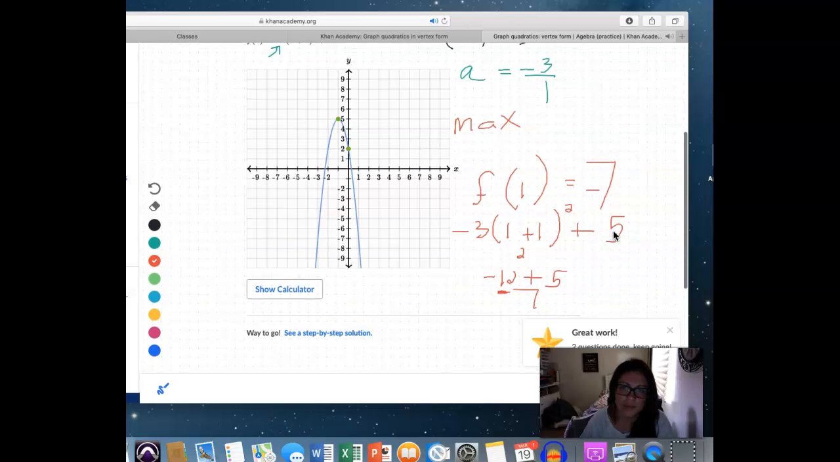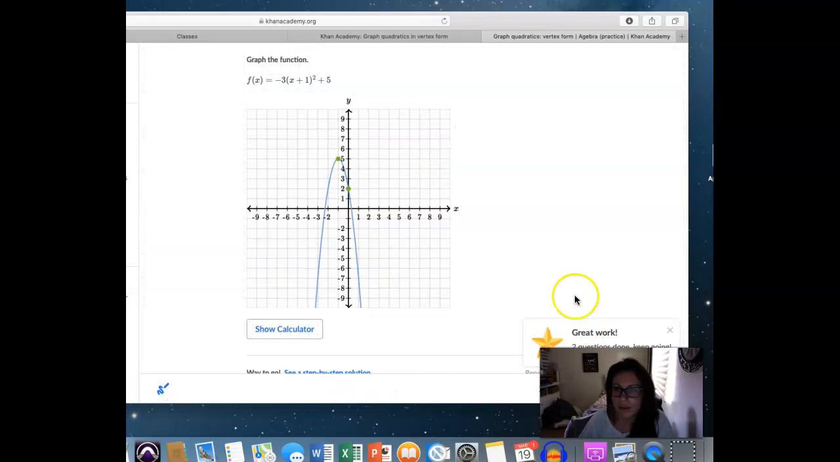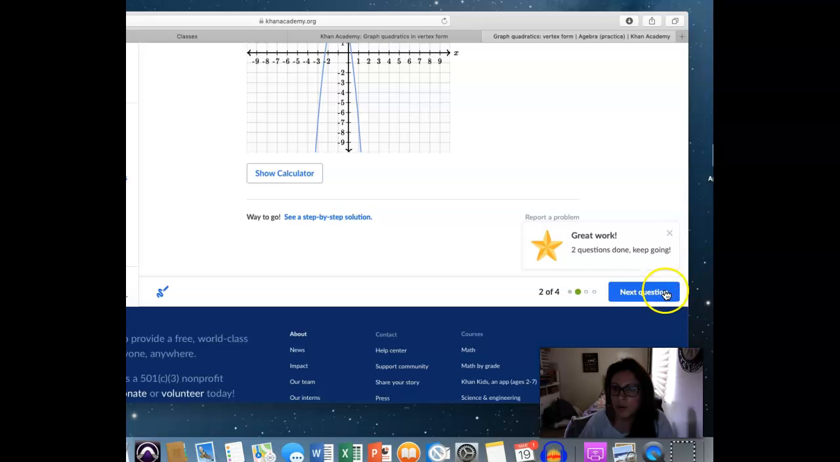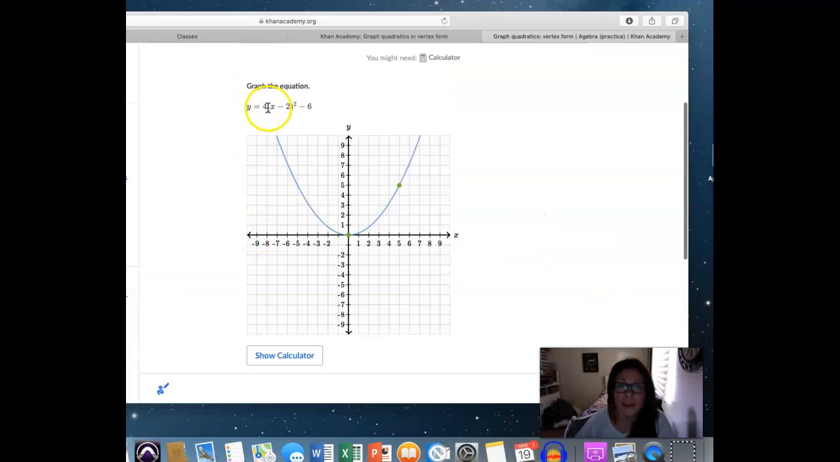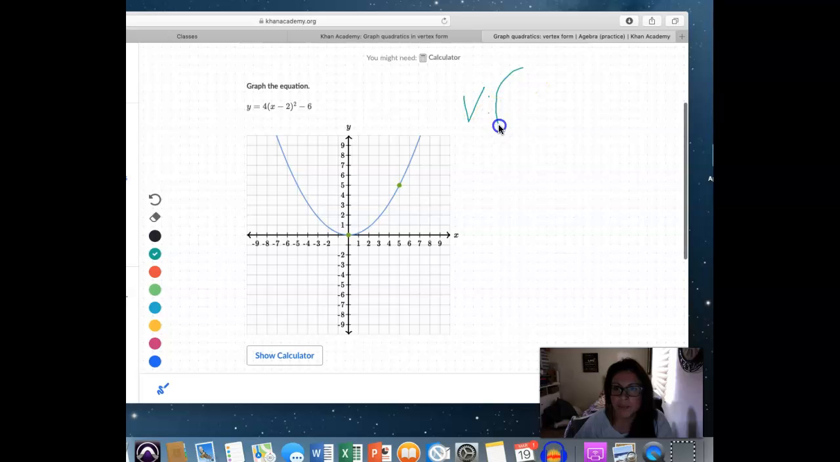Yay, we did it. Okay, so I'm going to go ahead and close that and do one more with you guys. All right, so now this one opens upward because it's positive. So my vertex, I'm going to click this button, go here, and then my vertex is at the opposite of a negative 2, which is a positive 2. And then k is a negative 6. All right, so I'm going to go from the vertex, right 2, down 6.